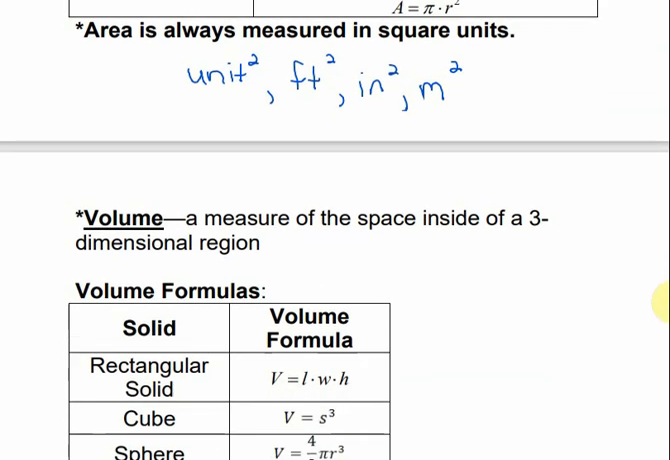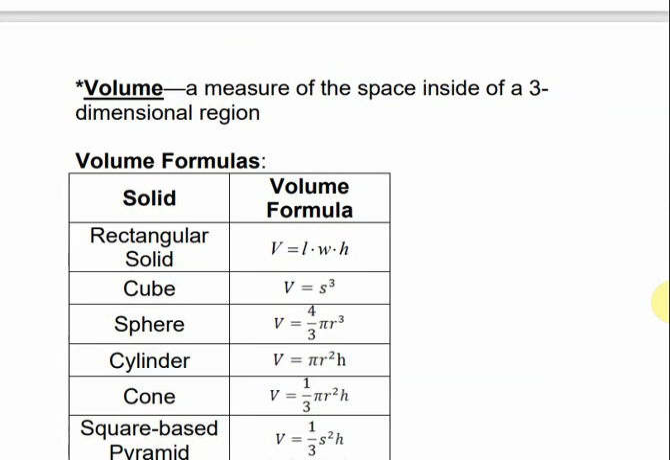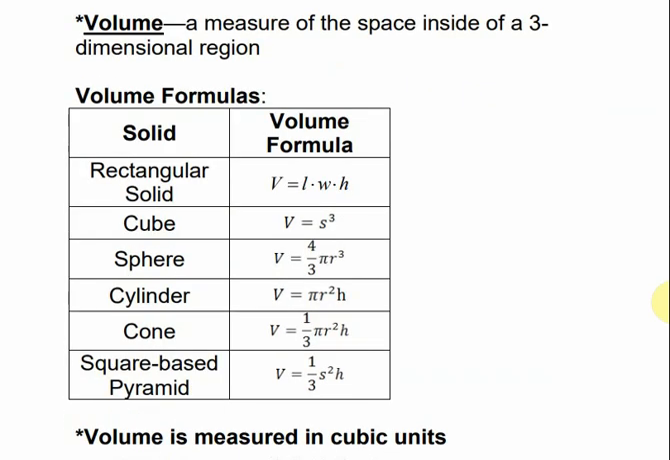Volume is the measure of the space inside a three-dimensional region, like a fish tank or a can. So volume would be like what your object would hold. The volume of a rectangular solid would be length times width times height. For a cube, it's the side cubed.